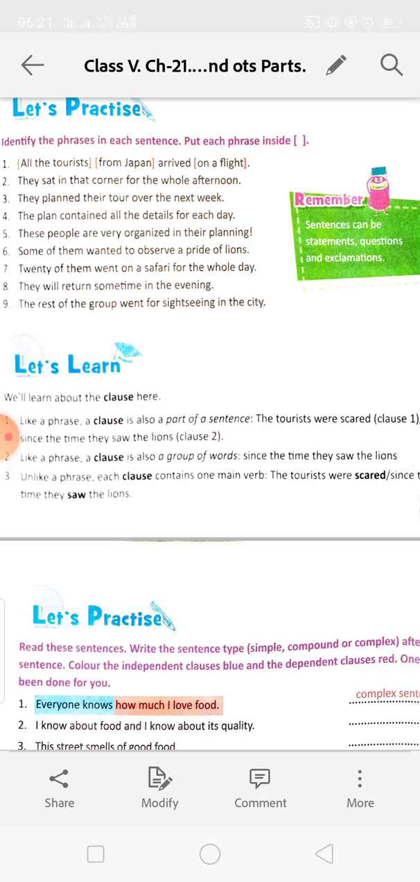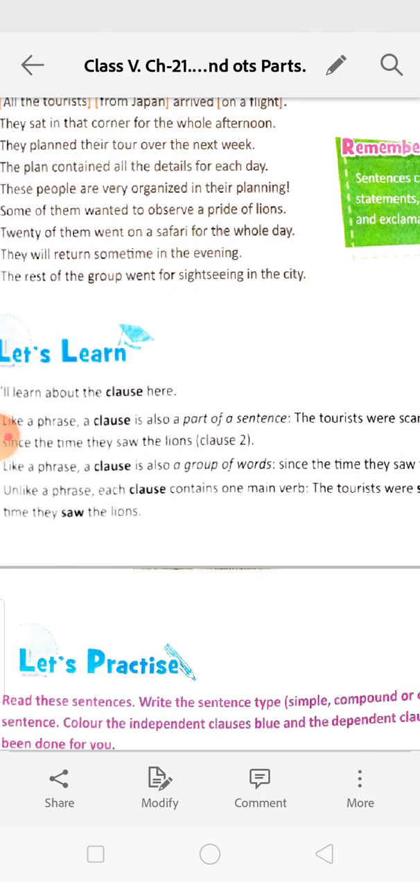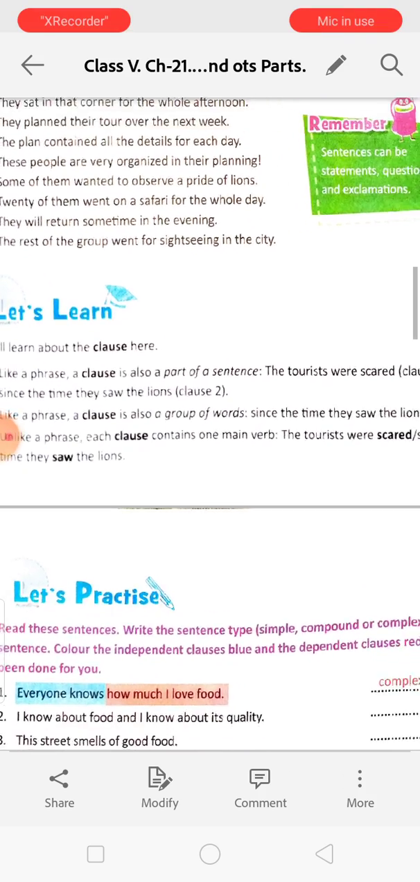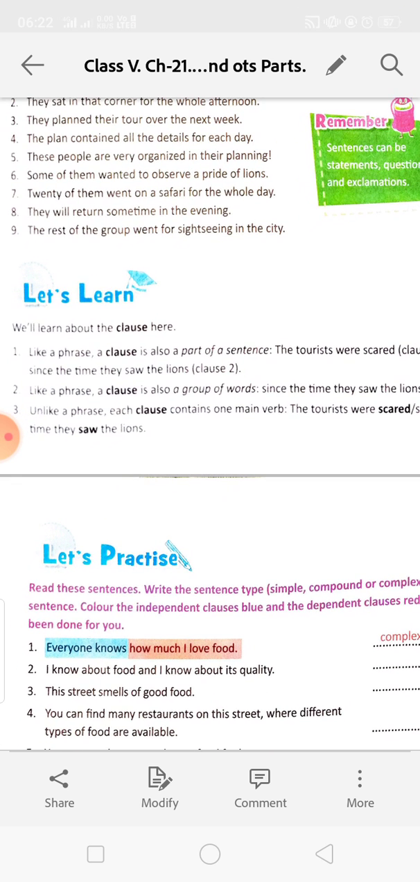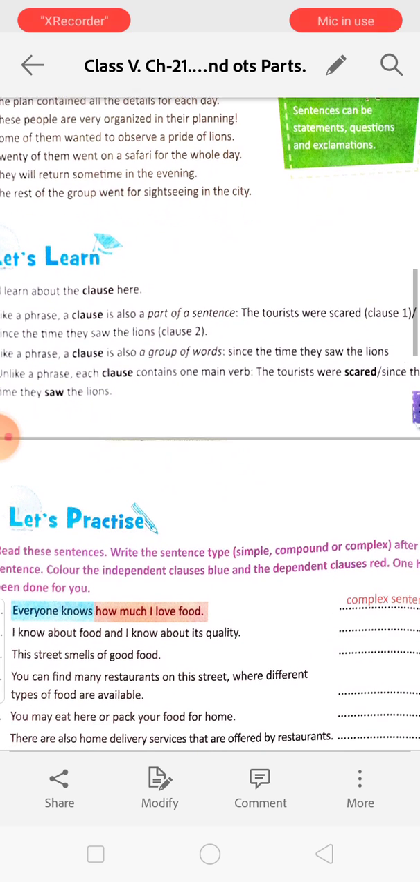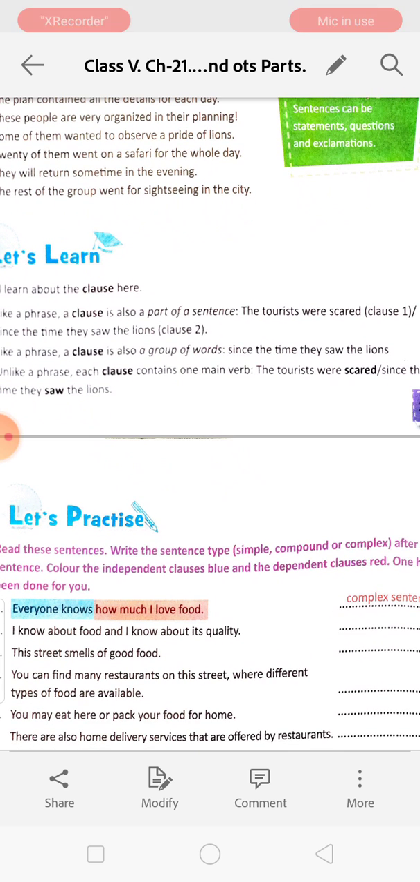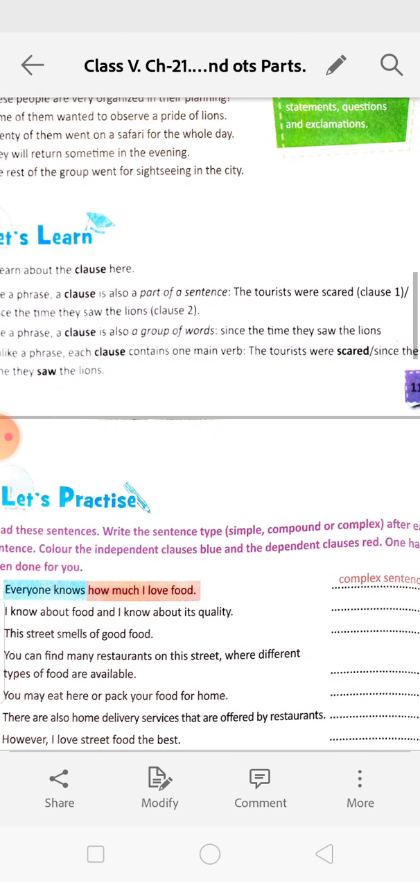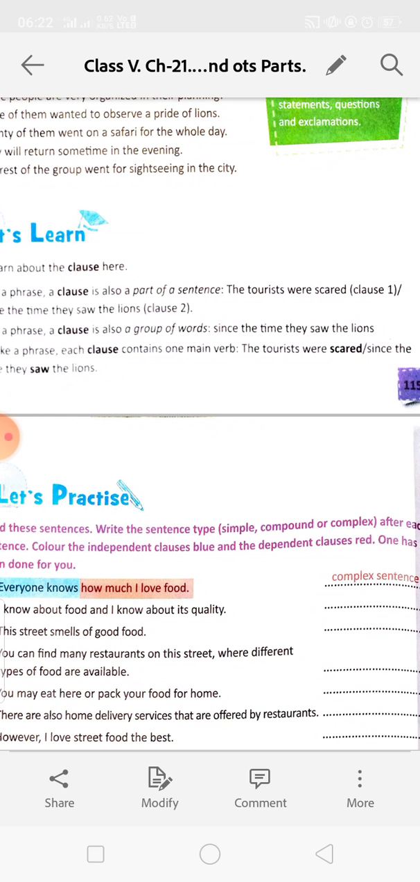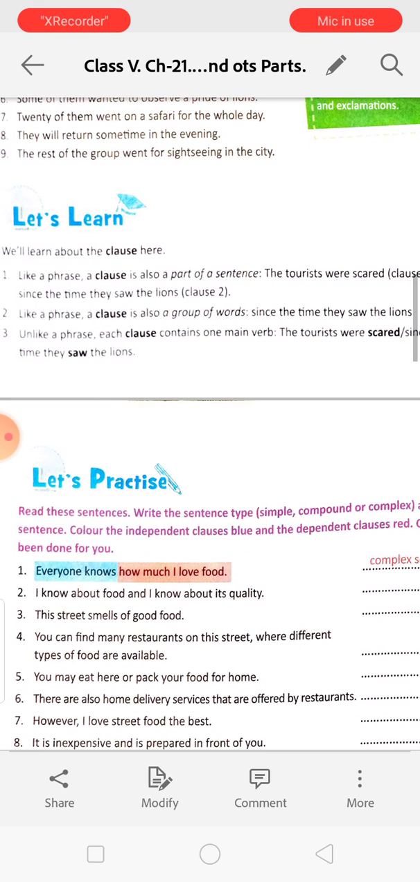Since the time they saw the lions is another clause. The full sentence is: the tourists were scared since the time they saw the lions. Like a phrase, a clause is also a group of words. Unlike a phrase, each clause contains one main verb.